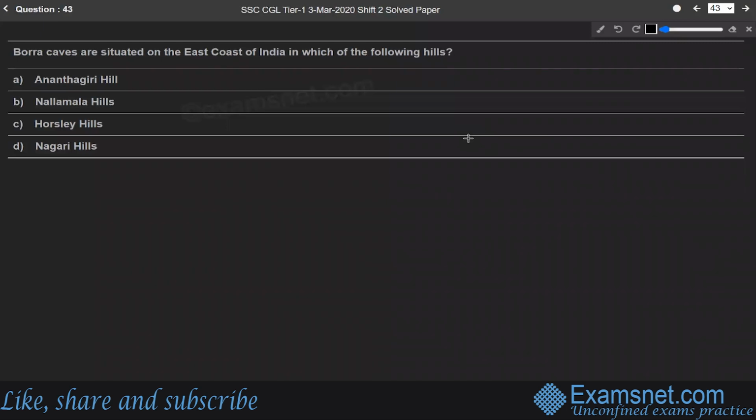Next question is, Bora caves are situated on the east coast of India in which of the following hills? Let us have a look at the options. Options are Anantagiri Hills, Nallamala Hills, Horsley Hills, and Nagari Hills. We have to identify in which of the following hills Bora caves is located. So the first option is Anantagiri Hills.